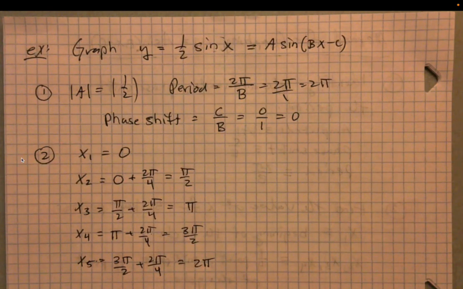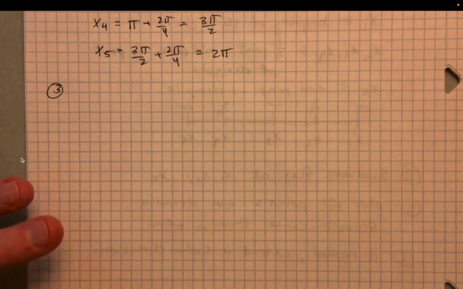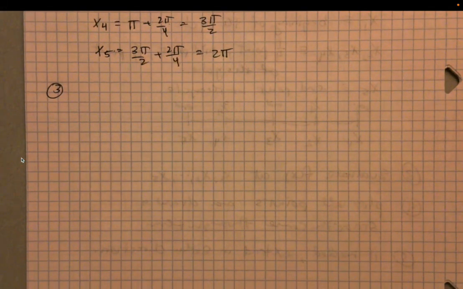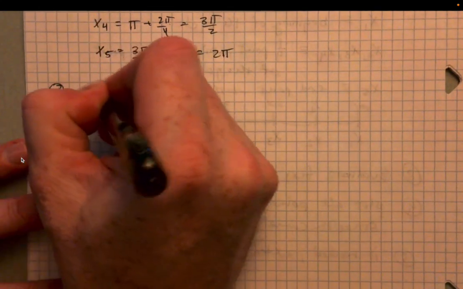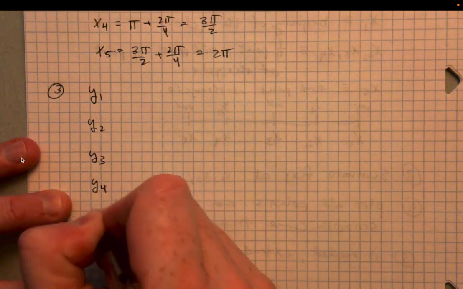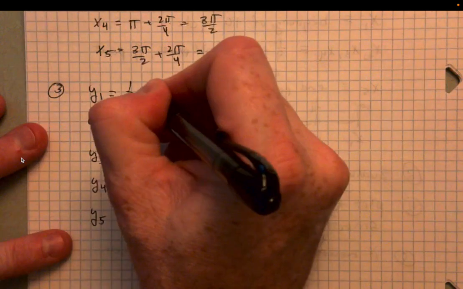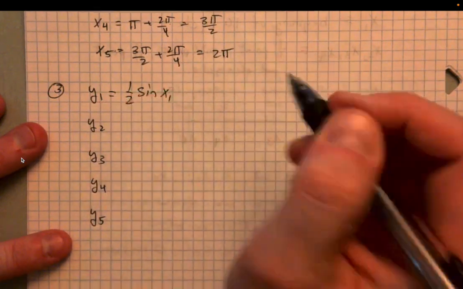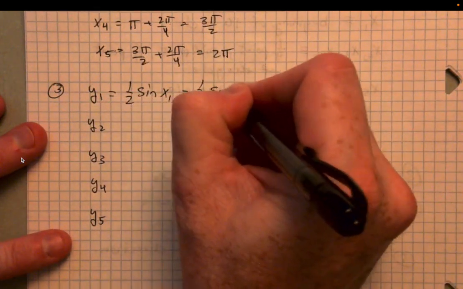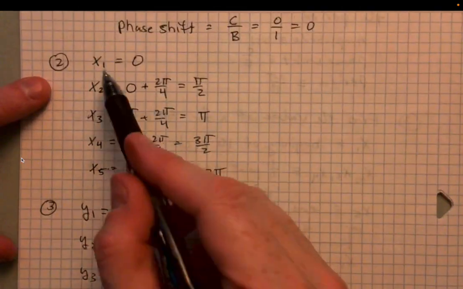Next, we move on to step 3. In step 3, we need to evaluate the function at the 5 numbers. So I'm going to have a y1, a y2, a y3, a y4, and a y5. So y1 is going to be 1/2 times sine of x1, which is 1/2 times sine of 0. We found 0 to be our x1 here.